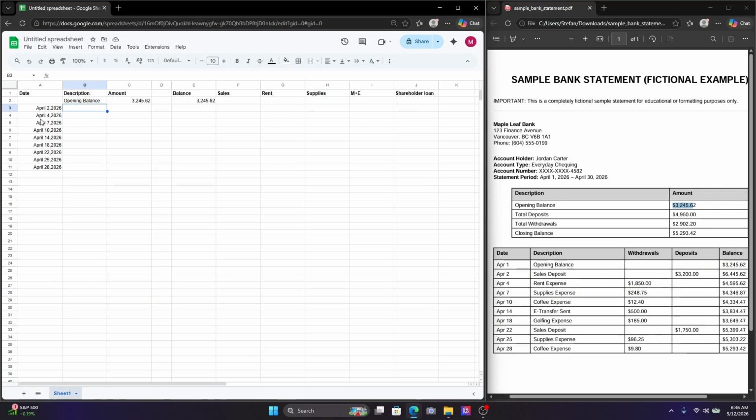You don't have to, you can go one by one through each of these. I just like making sure the dates here are good, and then I can quickly take a look at the date. Oh, April 4th is rent expense. Oh, April 22nd is sales deposit. But it's up to personal preference.